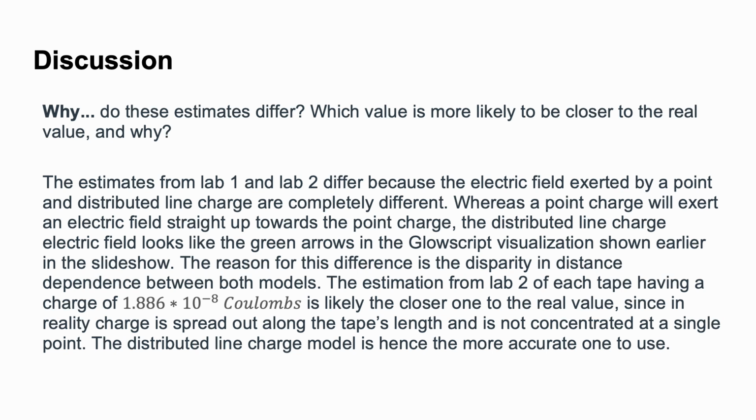The reason for this difference is the disparity in distance dependence between both models. The estimation from Lab 2 of each tape having a charge of 1.886 times 10 to the negative 8 coulombs is likely the closer one to the real value, since in reality charge is spread out along the tape's length and is not concentrated at a single point. The distributed line charge model is hence the more accurate one to use.